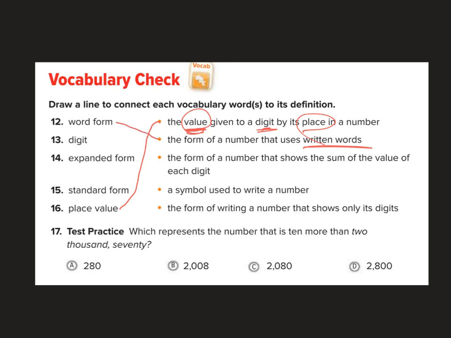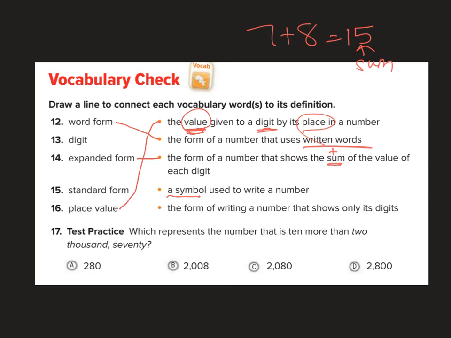The form of a number that shows the sum. Now, we haven't really talked about sum. Sum is the answer to an addition problem. So if I said find the sum of 7 and 8, then you would know you need to add 7 and 8 together to get 15. 15 is called the sum. Okay, so that means we're going to add the values together. So which form was that? That was expanded form, sorry.